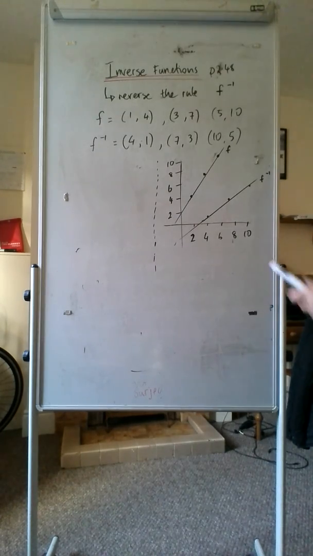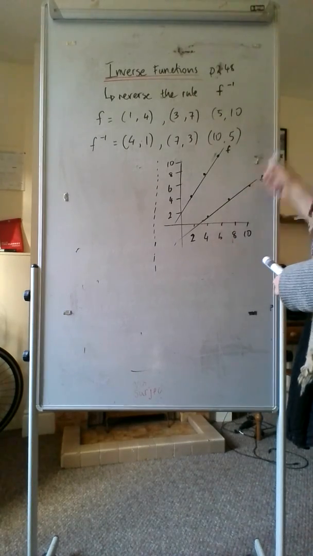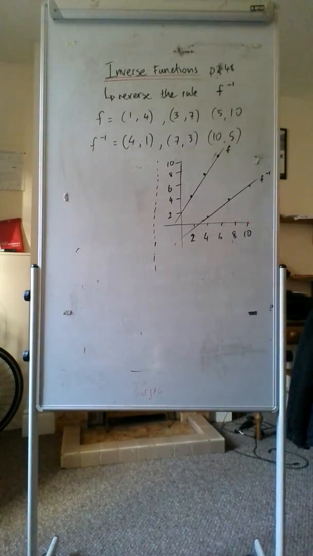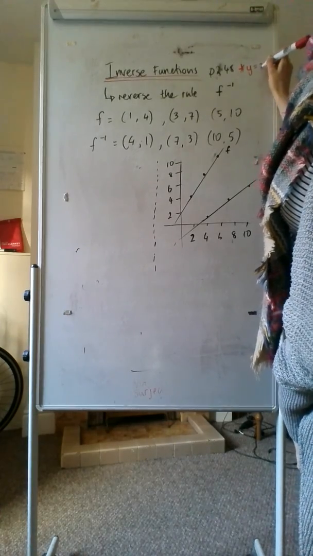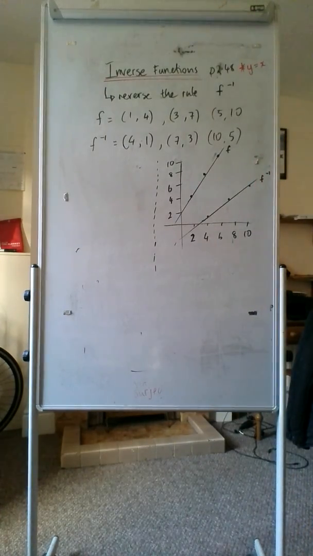Anyway, when you have a function and its inverse, because the coordinates have changed around, it always ends up being symmetrical about the line y equals x. Now remember, the line y equals x, I'll just write it as a little note. It means that if y is 1, x is 1. If y is 2, x is 2. If y is 3, x is 3. Y is equal to x, okay? So the coordinates are going to be exactly the same. On a graph that just goes through (0, 0), then (1, 1), then (2, 2), etc.